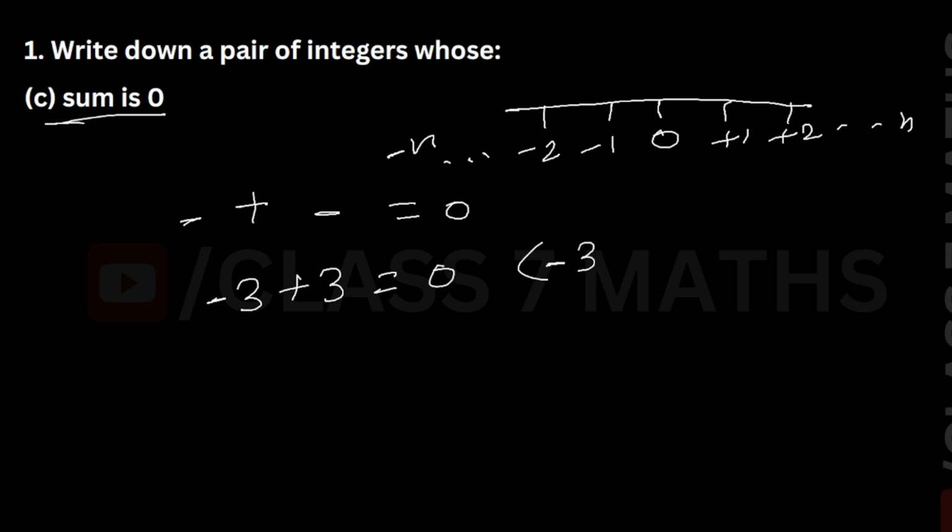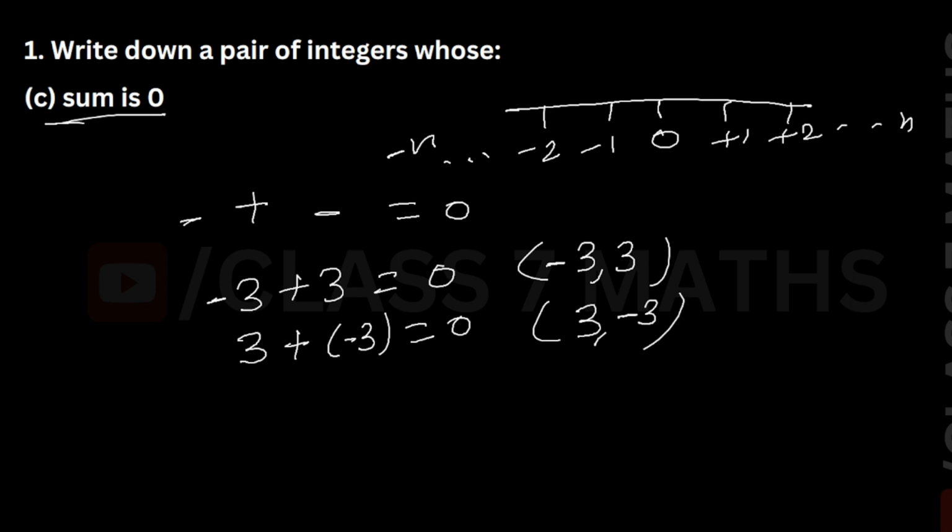So the pair is minus 3 comma 3. Vice versa we can also write 3 comma minus 3. They have used plus, right? So we have to use the plus sign only. 3 plus minus 3 equals 0, since plus into minus is minus, so that is 0. Can you write 3 more pairs in this combination?